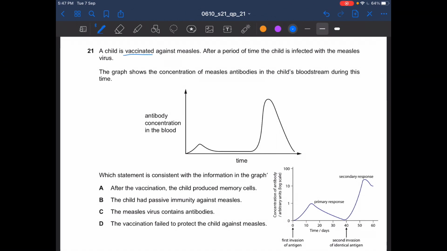From the question, we know that the child is vaccinated against measles, and afterwards the child is infected with the measles virus. So the first peak would be when the child is vaccinated against measles, and the second peak would be when the child is infected with the measles virus. From the graph, we know that memory cells are produced, as after infection, the antibody concentration in the blood increased greater. So the answer would be A. B is incorrect because this is actually active immunity.